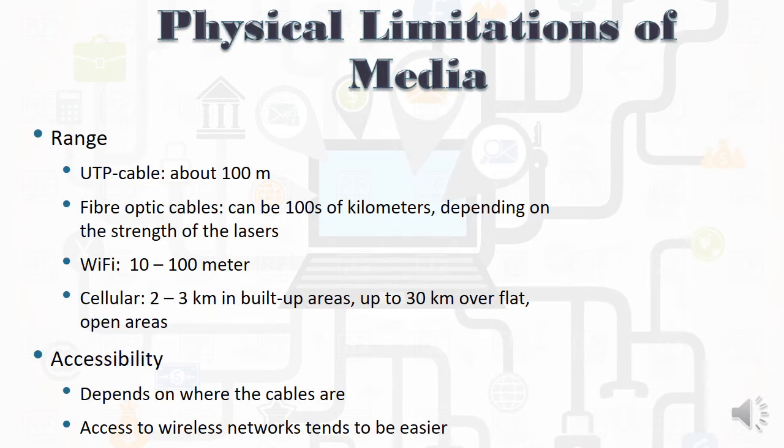With media, the physical limitations are as follows. A UTP cable can go up to 100 meters. A fiber optic cable can be hundreds of kilometers, depending on the strength of the lasers at each end, which are providing the data signal. Wi-Fi can go from 10 to 100 meters, and cellular can go from 2 to 3 kilometers in built-up areas, or up to 30 kilometers over flat open areas. The accessibility depends on where the cables are, and access to wireless networks tends to be easier, of course.